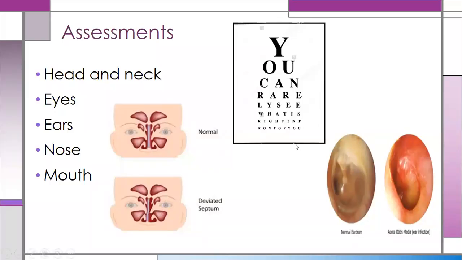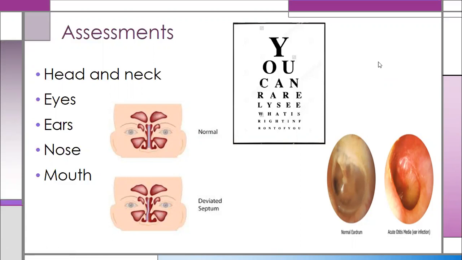Okay, so assessments related to the senses. Remember, we want to know what the client's history is and what is baseline for your client. Do they wear glasses normally? Do they use assistive devices to hear? Do they take medications that could cause impairment?